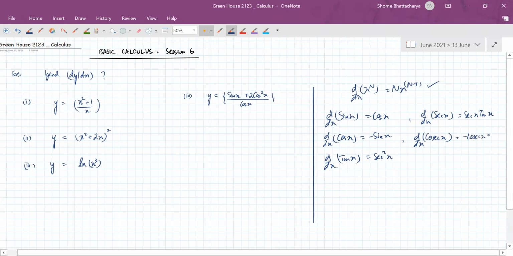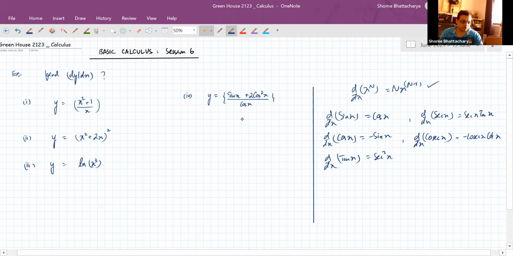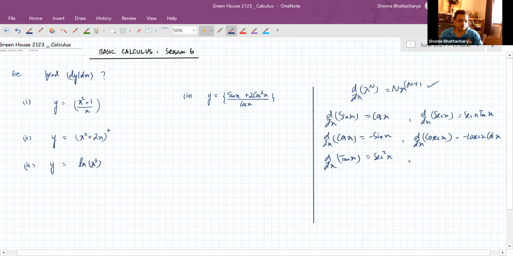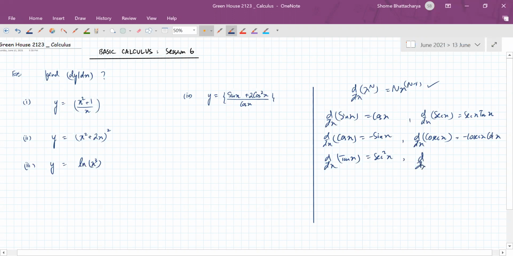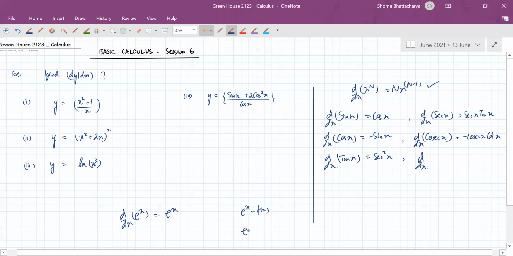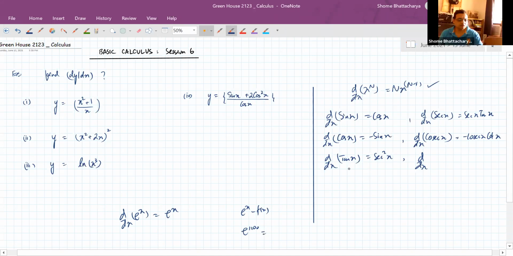Sir, e raised to x when differentiated gives e raised to x only, no? That's correct. So, sir, in question number 17 in the physics paper, the question was to differentiate e raised to the power 100. So the answer should be e raised to the power 100 only, no? Why? Differentiation of e raised to the power x is e raised to the power x because it is a function of x. Yes, sir. But what about e raised to the power 100? Is e raised to the power 100 a function of x? It's a constant.